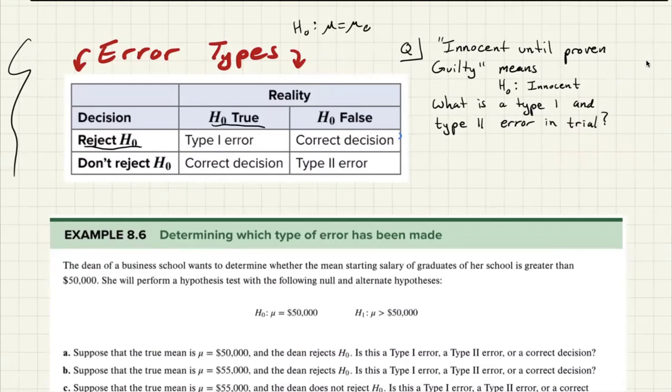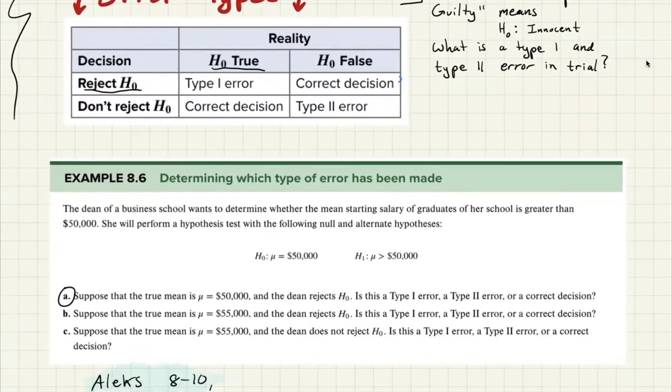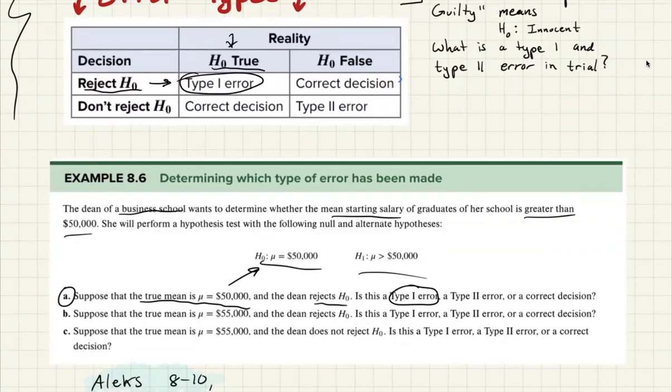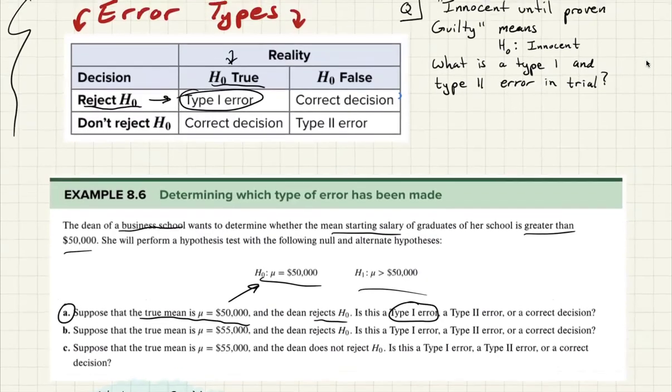So let's look at, I'll just combine this with these examples here. So a dean of a business school wants to determine whether the mean starting salary of graduates is greater than $50,000. So the null hypothesis is that it's equal to 50,000. The alternative is that they're making more than that. Okay, suppose the true mean is 50,000. So we're going to assume H naught is true. We're in this setting, okay? And the dean rejects H naught. That's what's called a type 1 error. We've rejected H naught. When H naught was true, we made a mistake. That's a type 1 error, okay?